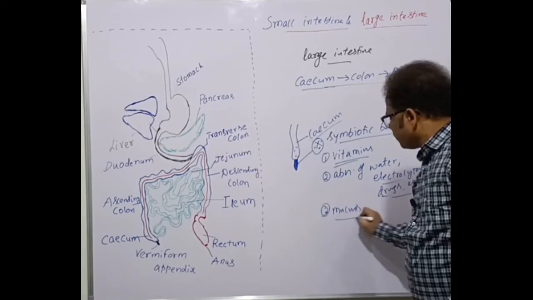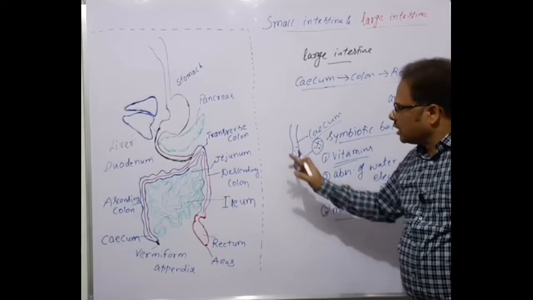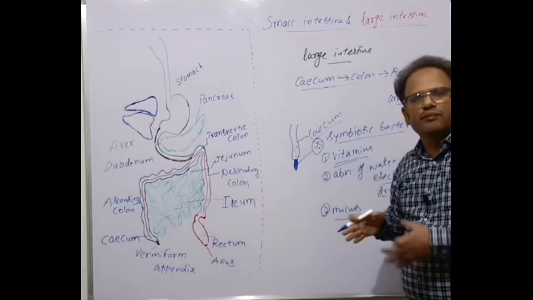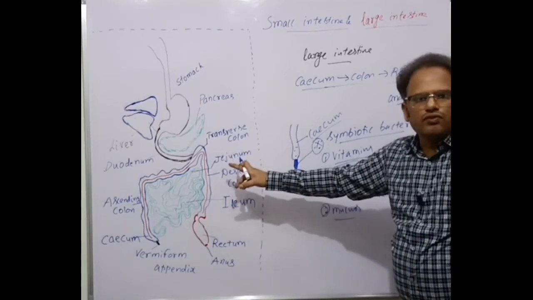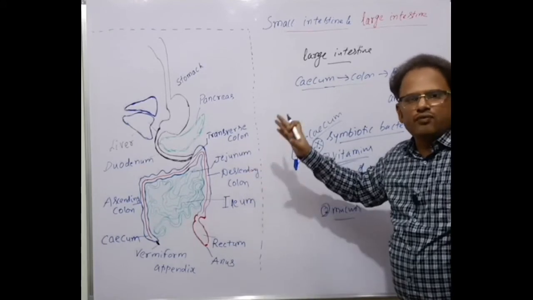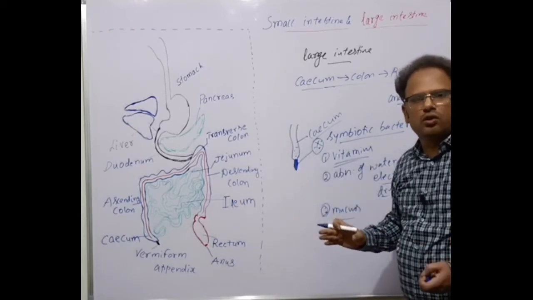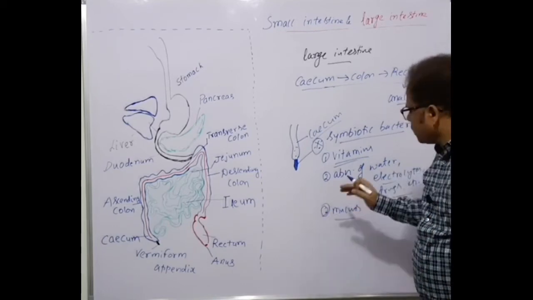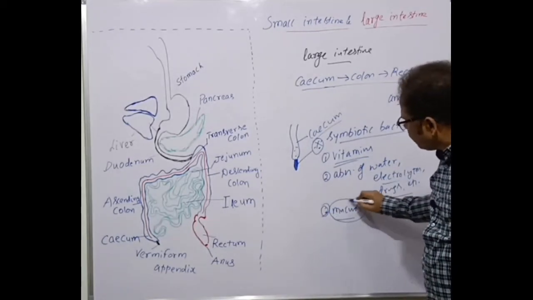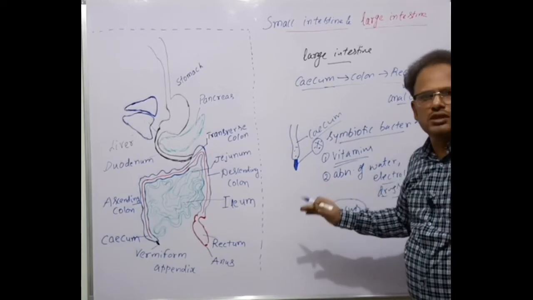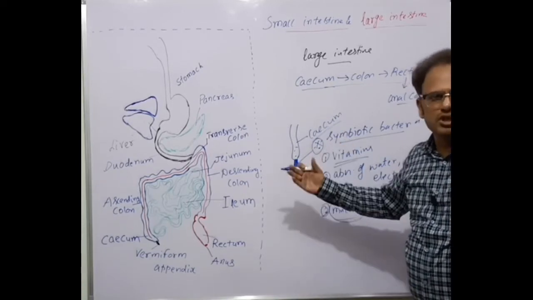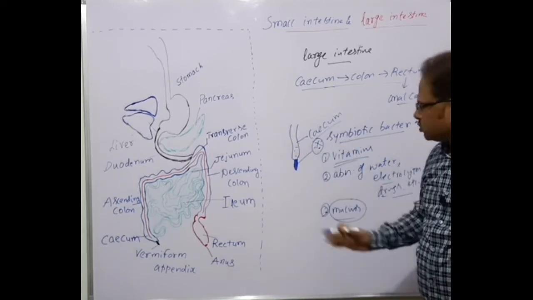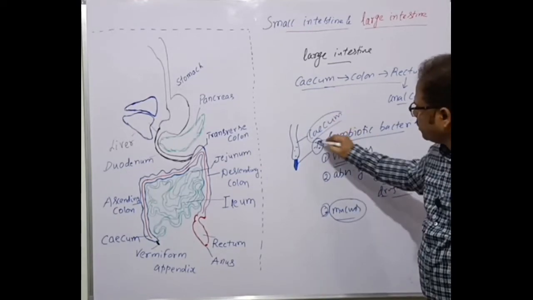You may understand why mucus is secreted here, because the undigested food has to be passed to the next part for removal in the form of fecal matter, isn't it? For this, what is required? Mucus is required for the smooth passage. That's why it releases some amount of mucus for the easy passage of this undigested food. Then it forms fecal matter. Clear? So three functions are assigned to the cecum.